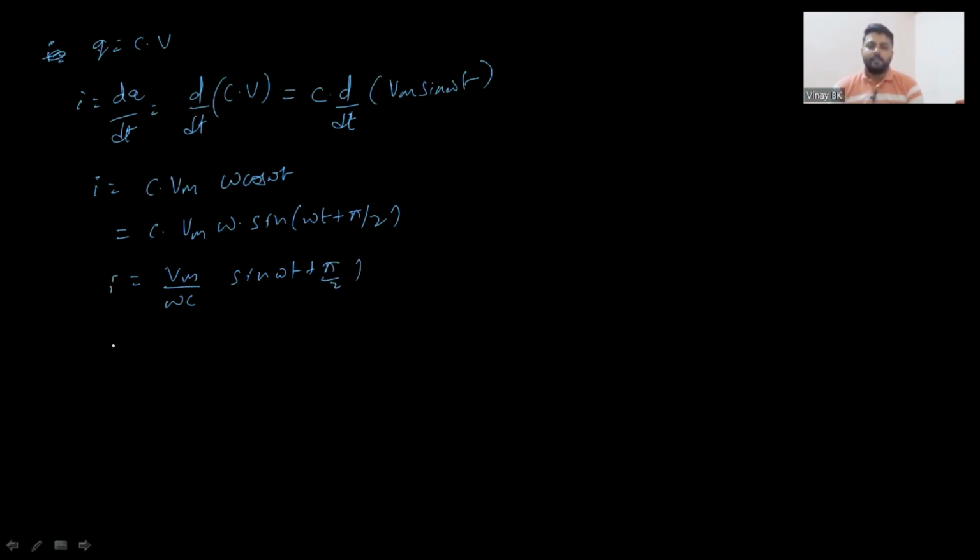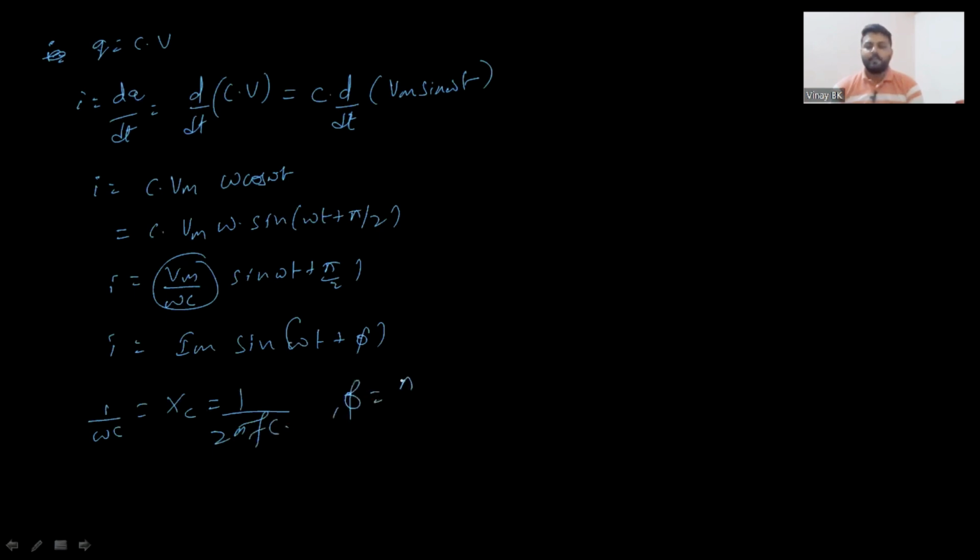You compare this equation with Im sine omega t plus phi. So Im equals Vm by 1 by omega C, and 1 by omega C is nothing but Xc, that is 1 by 2 pi f C. Similarly, phi is plus pi by 2, the leading angle, and Im is Vm divided by Xc. This is 1 by omega C, Xc.